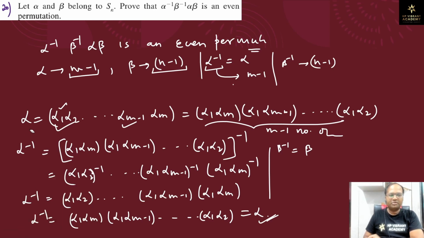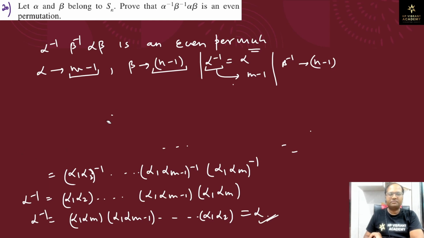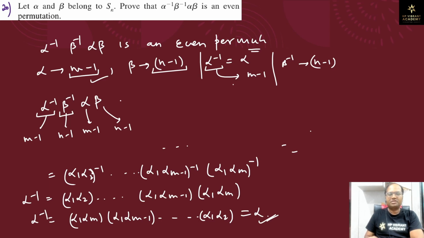Let us write down the number of transpositions in this one, alpha inverse beta inverse alpha beta. देखो, अल्फा इन्वर्स क्या है, अल्फा. तो अल्फा इन्वर्स में m minus 1 नंबर ऑफ ट्रांसपोजिशन. बीटा इन्वर्स की वैल्यू बीटा, सो n minus 1 नंबर ऑफ ट्रांसपोजिशन. सिमिलरली अल्फा में कितना होगा, m minus 1, बिकॉज अल्फा इज m cycle, बीटा इज n cycle, so n minus 1. So let us find the total number of transpositions.